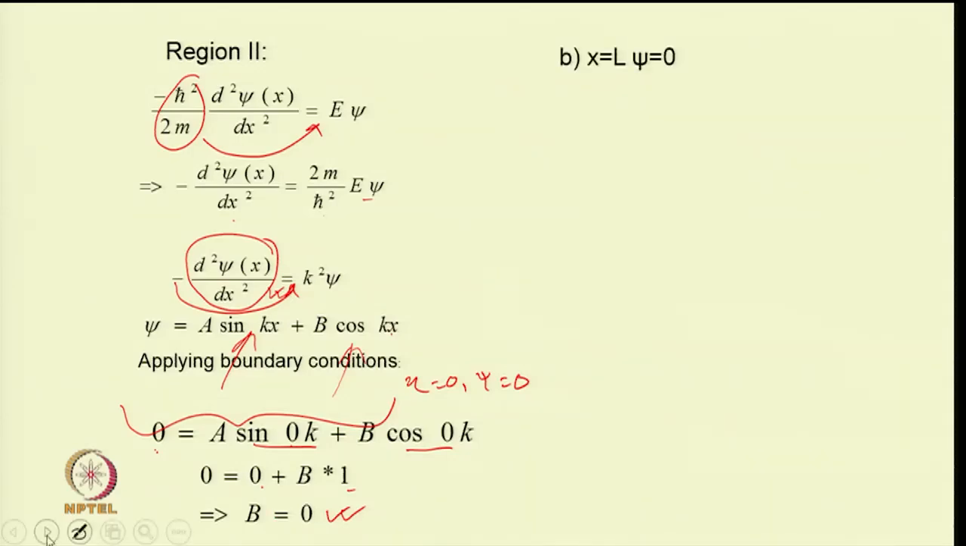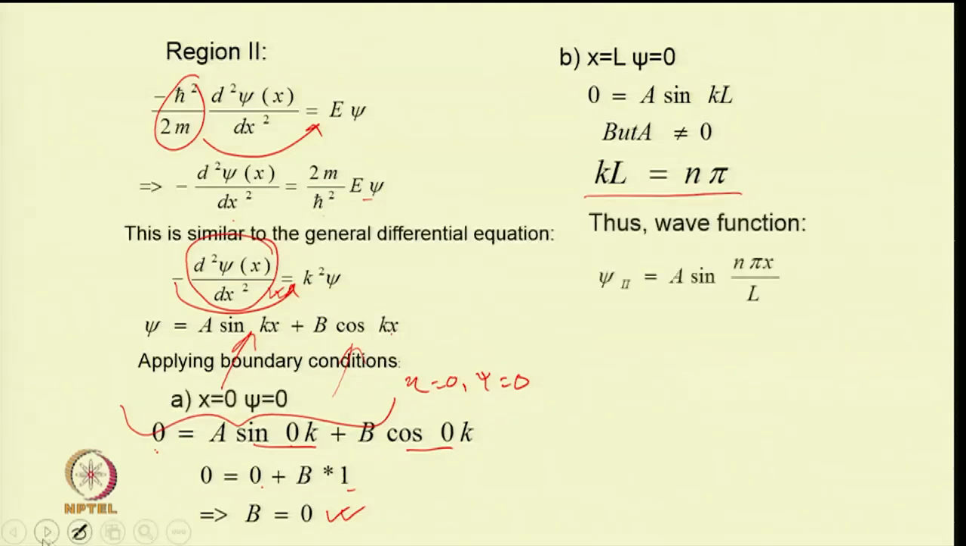Now the second condition is at x is equal to L, psi is equal to 0. So at L also the wave function must be 0. If we apply that condition, we get 0 is equal to A sin kL. And since A is not equal to 0, kL is equal to n pi. Thus the wave function is A sin, and in place of k you can put n pi by L, so A sin n pi x by L. This is your solution of the wave function from the Schrodinger equation.